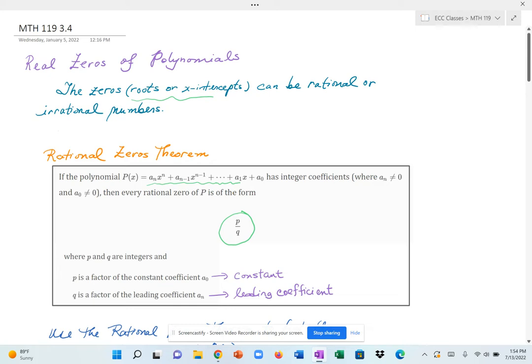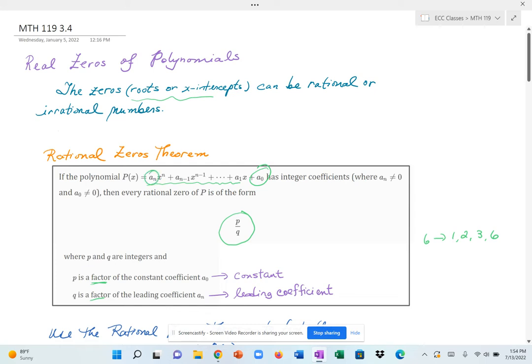Now, what are p and q? P and q have to be integers, and p are the factors of the constant, which is the a sub 0. And remember what a factor is. It's a number that will divide evenly into another number. So if I said, what are the factors of 6? Your answer would be 1, 2, 3, and 6. So that's what they mean by the factors of a number. And q is a factor of the leading coefficient, a sub n.